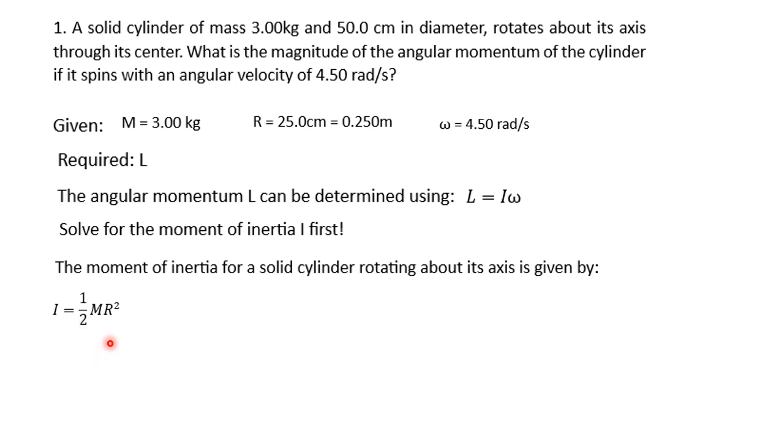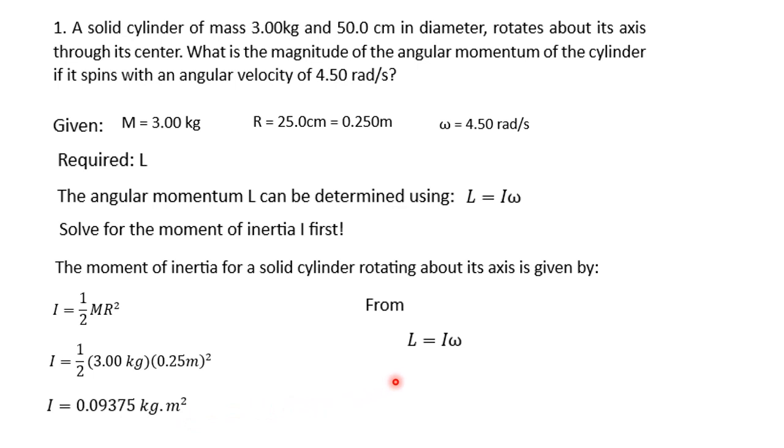So let us put the numbers here. We have one half times m, where m is 3 kilograms, times a radius of 0.25 meters, and then squared. So it gives us a moment of inertia of 0.09375 kilogram square meter. Now, since we already have this result of I, we can now solve for L.